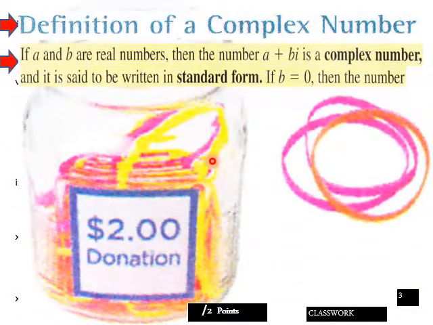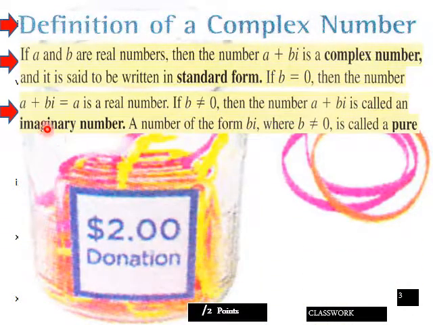So, the definition now of a complex number. If a and b are real numbers, then the number a plus bi is a complex number, and it is said to be written in standard form. When it's like this, it is standard form. If b equals 0, then the number a plus bi is a real number. It would just be a real number.